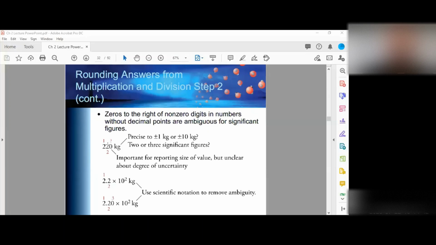Meaning, if I have 2 sig figs in my decimal number, when I write the scientific notation, it has to reflect the same number of sig figs. So if I have a 2 sig fig decimal number, I have to have a 2 sig fig scientific notation number. So that's why the correct scientific notation for the 220 kilogram is 2.2 times 10 to the second, not 2.20. Because with 2.20, I have 3 sig figs now in this number.